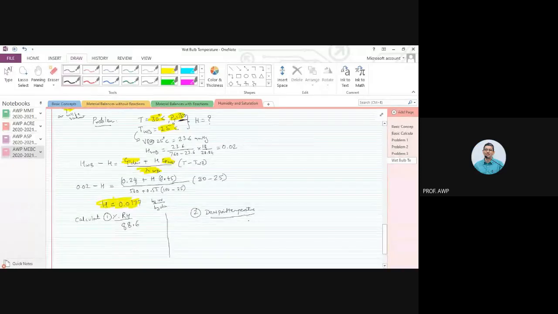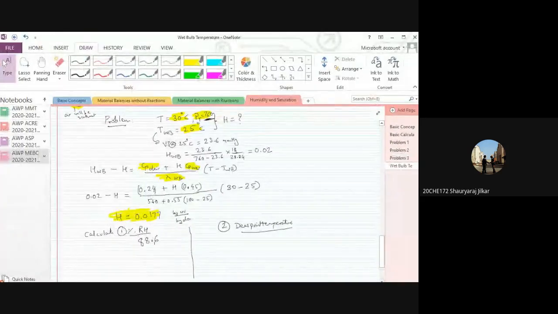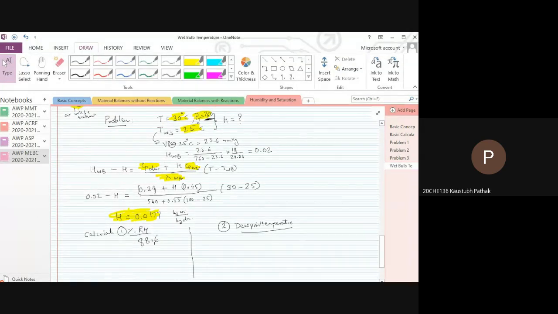Dew point? So just a second, calculating. Sir, I am getting RH as 89.25%.